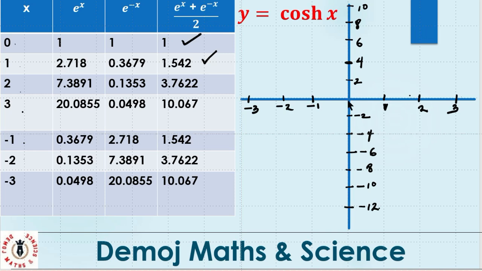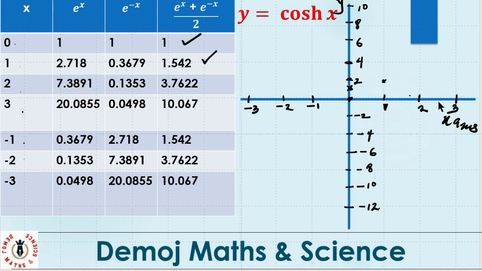Now, when x is equal to 0, here's my x-axis. Sorry, I didn't label my axis. Here's my x-axis, and here's my y-axis. When x is 0, my cosh is at 1. Here I've put this at 2, so definitely 1 is below 2. When x is 1, the cosh of 1 is 1.52, which will be between 1 and 2, so it should be somewhere around here. I'll tag this as that point.